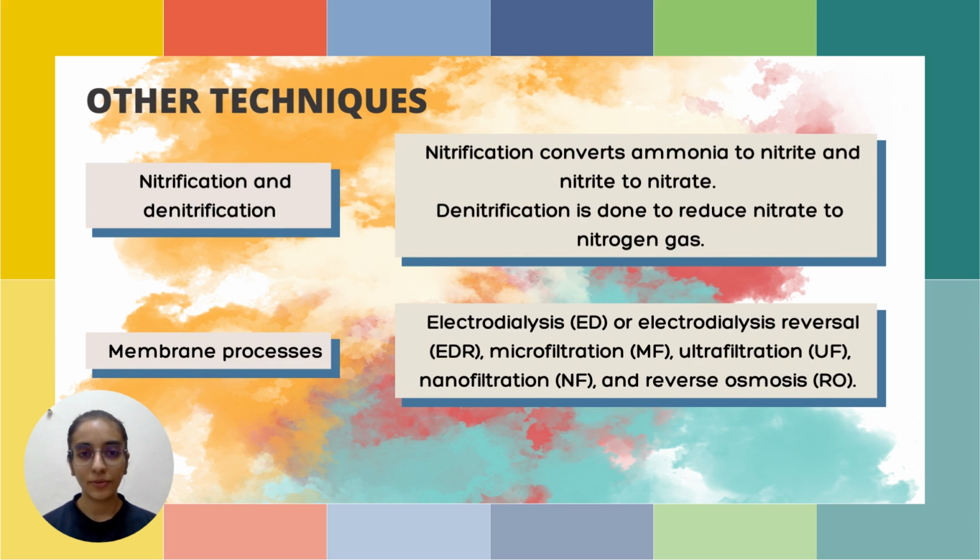There are other techniques that can be done during the tertiary treatment, and this includes nitrification and denitrification. Nitrification is a biological process that converts ammonia to nitrite and nitrite to nitrate. Additionally, if standards require that the nitrate needs to be removed, the denitrification process is done, which reduces nitrate to nitrogen gas.